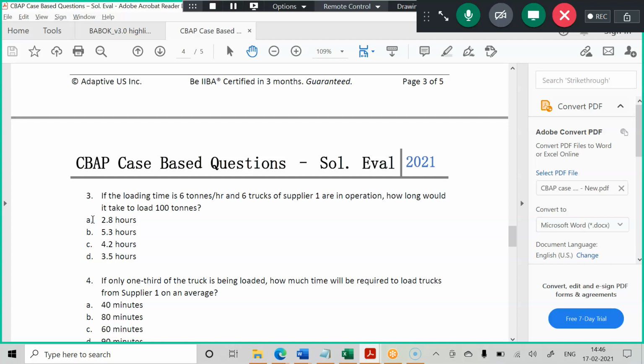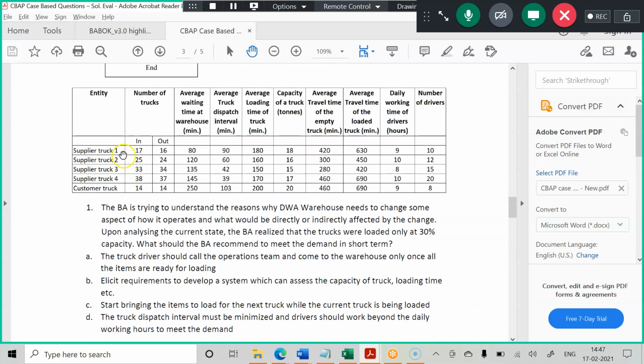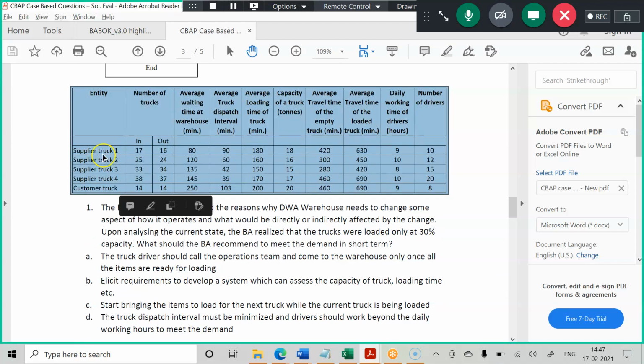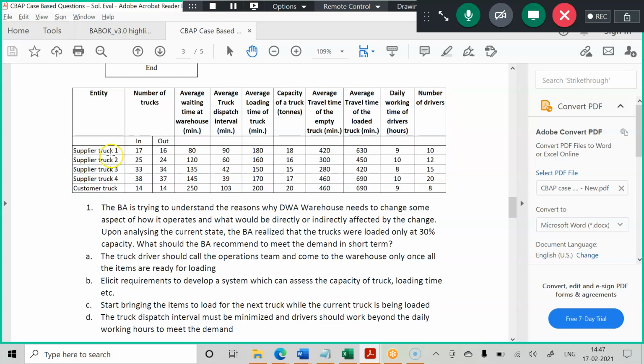One is in operation. How long would it take to add 100 tons? So 6 tons per hour and six trucks of supply. Only one is in operation, the others are not in operation. Only one truck is in operation, supplier 1. Supply truck 1 is in operation.